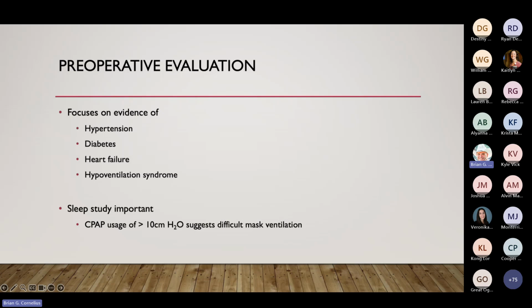So if you're thinking about somebody that's obese already and you're not sure, you probably want to consider getting an echo, especially if there's any sort of indication of functional limitations.